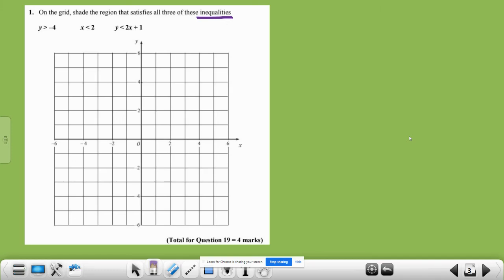Hi, this video is going to look at inequalities and regions. So what we're going to do is look at an area of a graph that fits with certain inequalities. Let's just have a quick look at what we mean by inequalities.